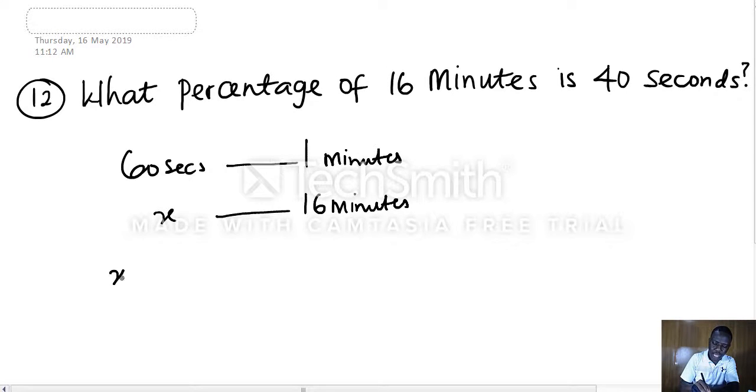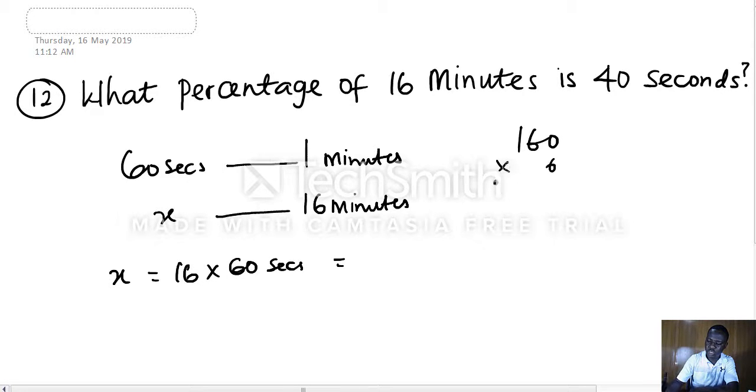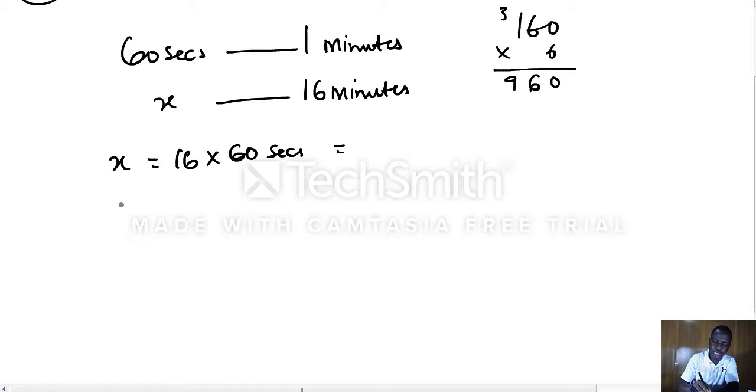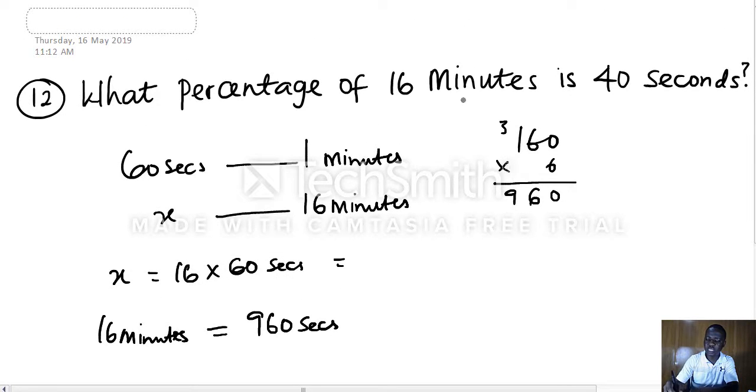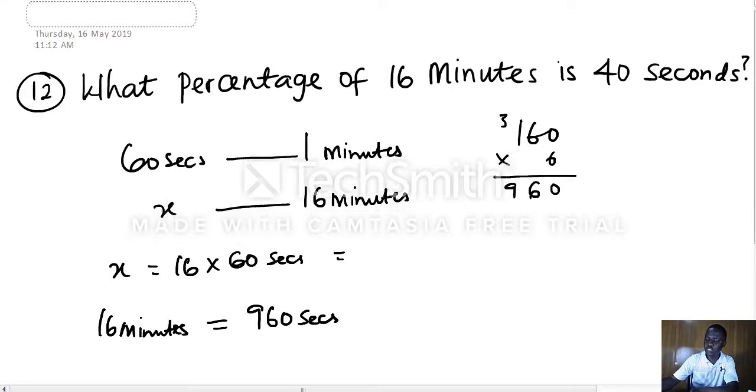So x will be equal to 16 times 60 seconds, which is equal to 160 times 6. This is 0. 6 times 6 is 36. Write down 6 and carry 3. 6 times 1 is 6 plus 3 is 9. So 16 minutes is equal to 960 seconds. But the question says, what percentage of 16 minutes is 40 seconds?